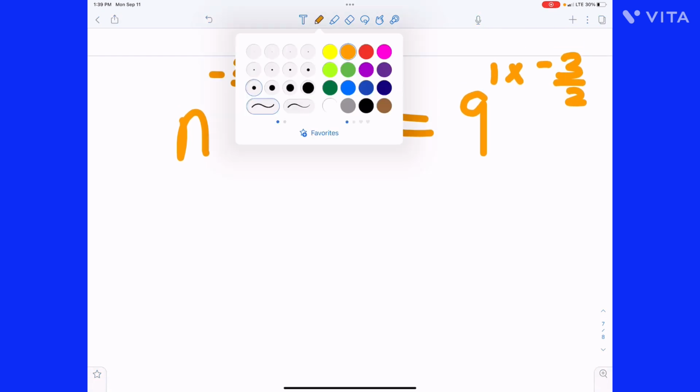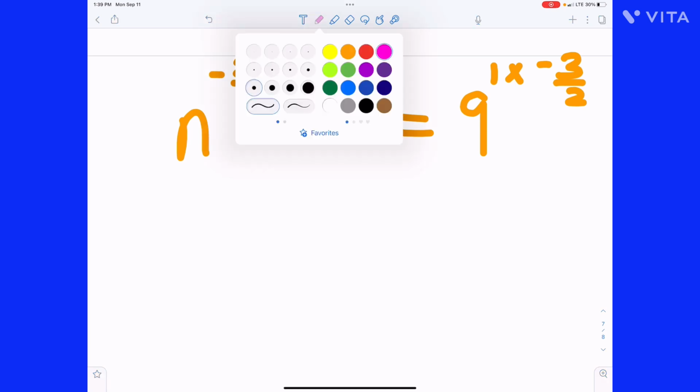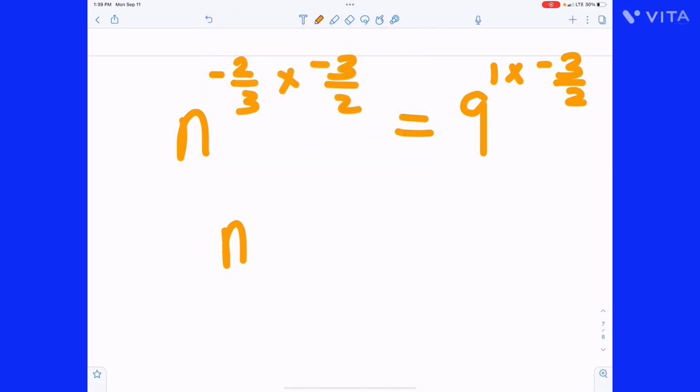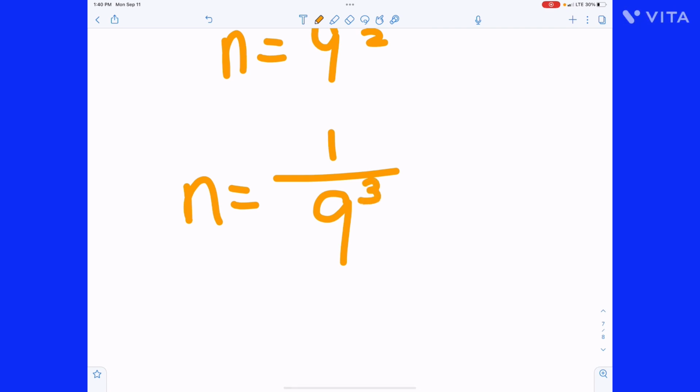All of this will give us what? 3 over 2, minus 1 times minus 1 is 1. So that gives us n raised to power 1 is 9 raised to power minus 3 over 2. In this kind of situation, the minus means an inverse. So n is 1 over 9 raised to power 3 over 2.